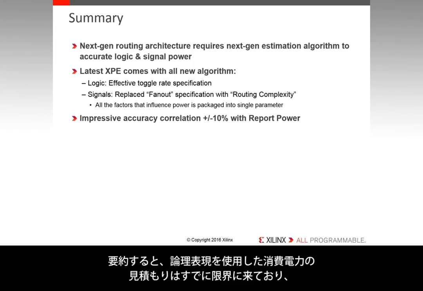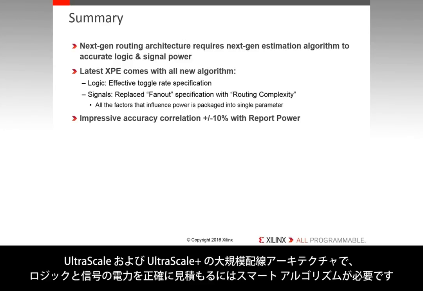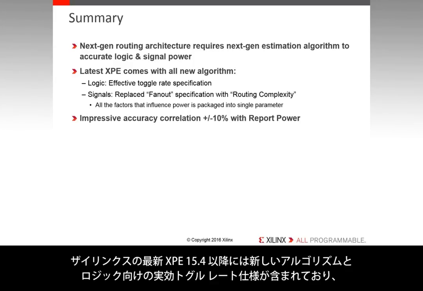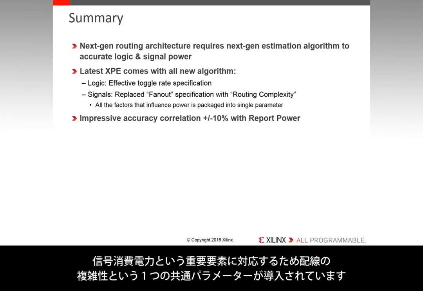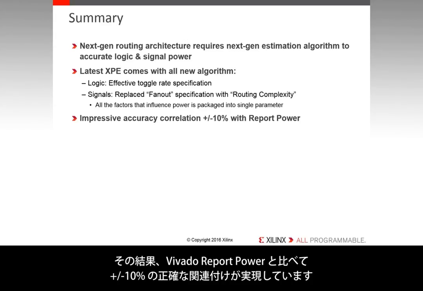In summary, power estimation using logical representation has already hit its boundary. The massive routing architecture in UltraScale and UltraScale Plus required a smart algorithm to estimate accurate logic and signal power. Our latest XPE 15.4 or later comes with an all new algorithm, effective toggle rate specification for logic, and a single common parameter, routing complexity, introduced to cover the key factors of signal power. What we have got is an impressive accuracy correlation of plus or minus 10% with respect to Vivado Report Power.